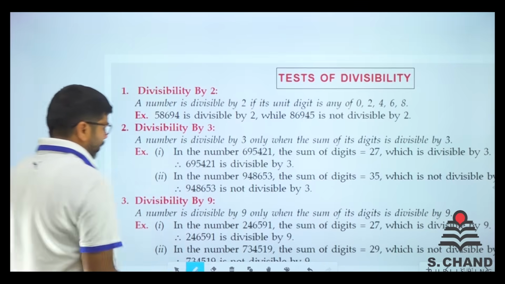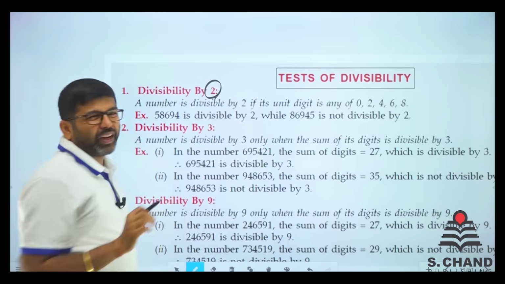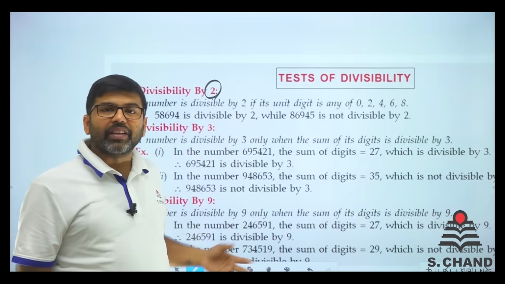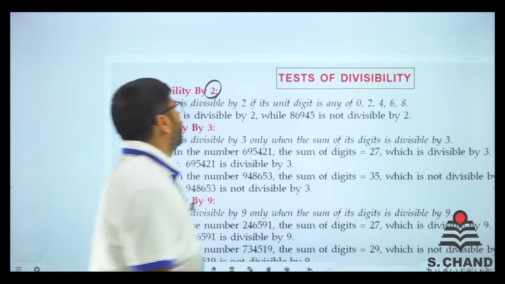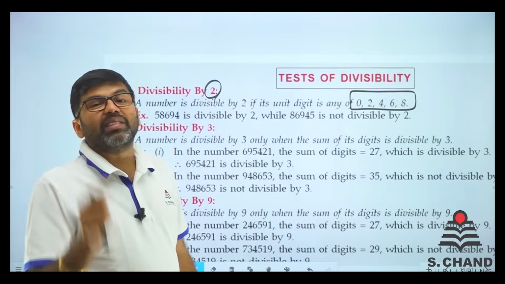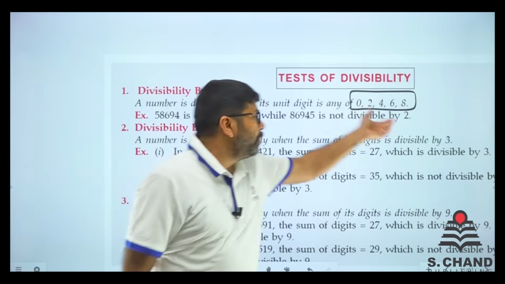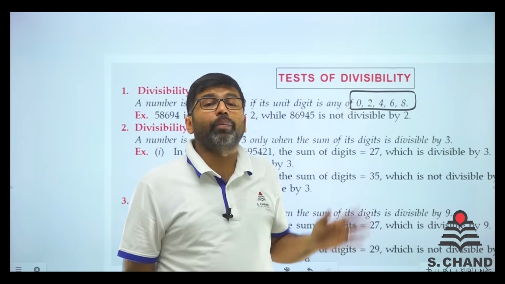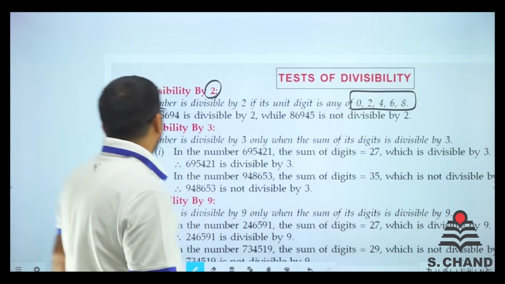So anything divisible by 2. Just check whether the last digit of the number is 0, 2, 4, 6, 8. If it is there, it is divisible by 2. As it says 0, 2, 4, 6, 8. अगर last number, that is number on the ones place, इनमें से कोई आता है, आगे कितना भी लंबा नंबर लिख दो, it will for sure be divided by 2, right?